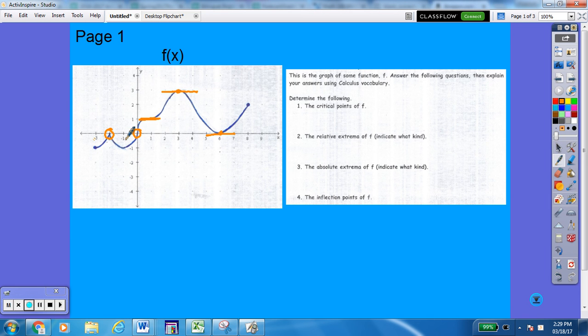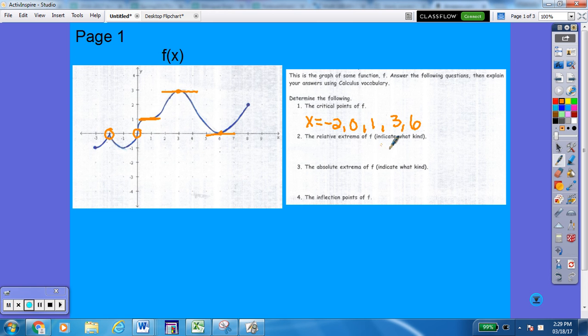So we have 2 places where the derivative is undefined and 3 places where the derivative is 0. So we would say that these critical points happen at -2, at 0, at 1, at 3, and at 6. Endpoints are not considered critical points, so even if right here at -3 it looks like the derivative should be 0, we're not going to include it because it is an endpoint.